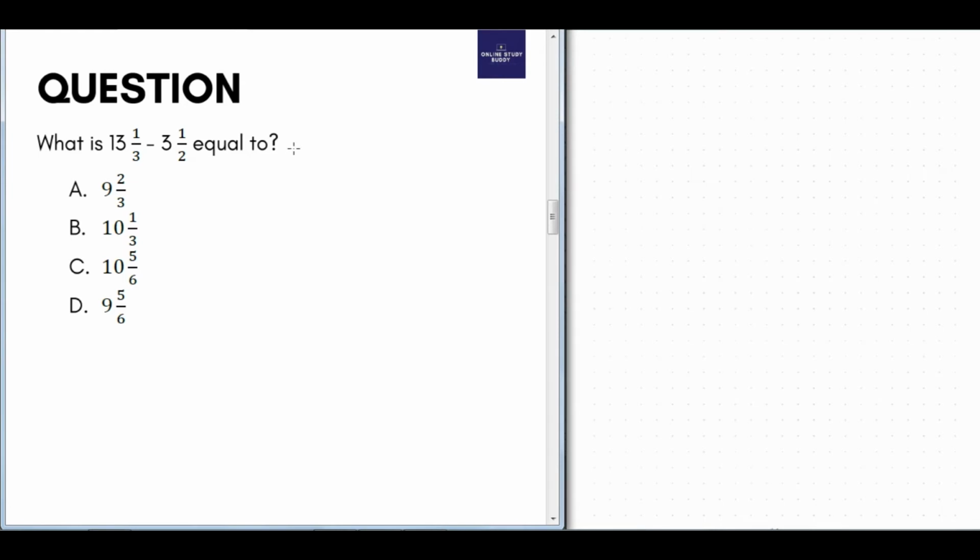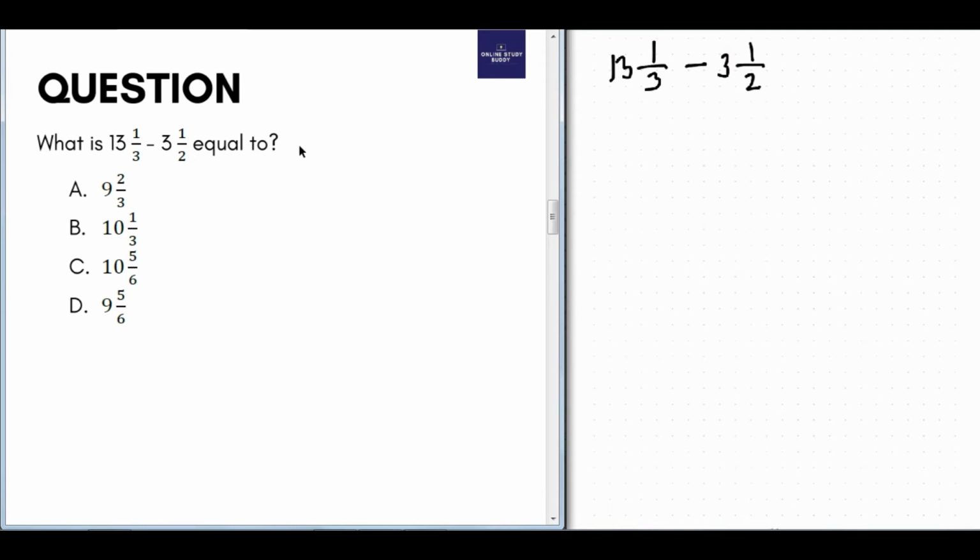Next. So, what is 13 and 1/3 minus 3 and 1/2? So, again, check natin yung choices natin. So, sa choices natin, mixed fraction yung hinihingi na sagot. So, since naka-mixed fraction na tayo, tatagal lang tayo if i-convert pa natin sila to improper fractions. Then, saka tayo magsusubtract. Then, i-convert natin pabalik to mixed fraction yung sagot.